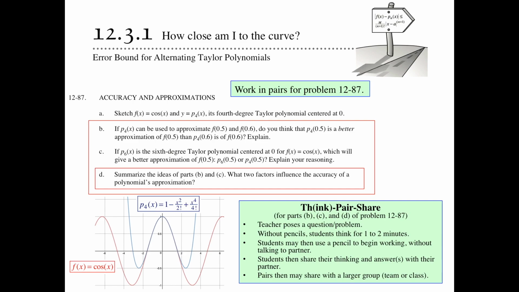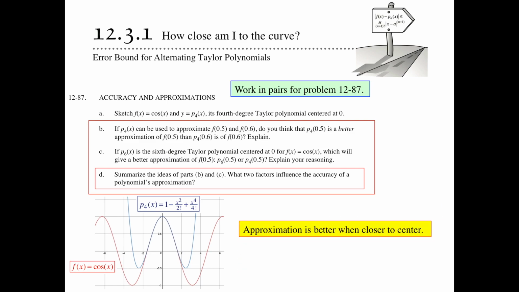Now, be aware that part D is a particularly interesting problem to summarize with the whole class. This question asks, what two factors influence the accuracy of a Taylor polynomial? Now, their answers to parts B and C should help them answer that question. From part B, they contrasted a fourth degree Taylor polynomial at two different values of x, and students should be able to conclude that the closer the value is to the center of the Taylor polynomial, the better the approximation would be. And likewise, from part C, they contrasted a fourth degree approximation with a sixth degree Taylor approximation at the same value of x, and from that, they should conclude that the higher the degree, the better the accuracy.